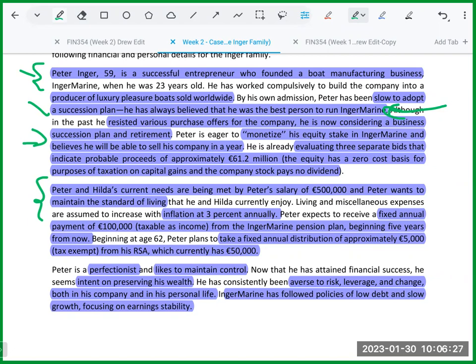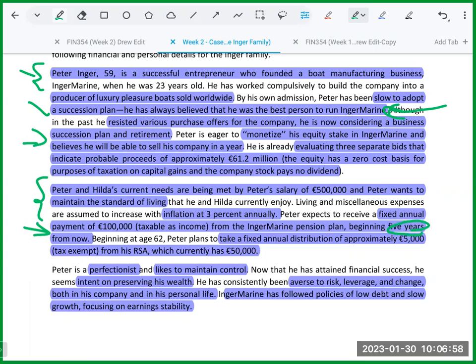Okay, so let's see. There's inflation of 3%, fine. Peter expects to receive an annual payment from Ingham Marine's pension account. So he's going to receive a steady stream of 100K. But of course, 100K is not enough to meet his daily standard of living of 500K. That's something to take note of. Now, this only begins in 5 years. So please take note that it doesn't begin immediately.